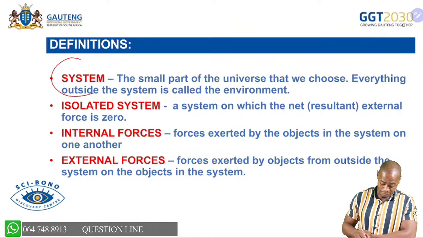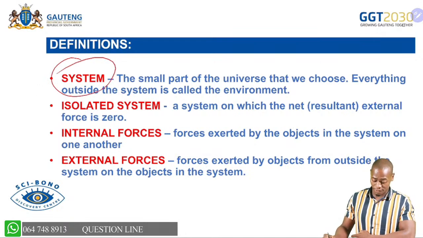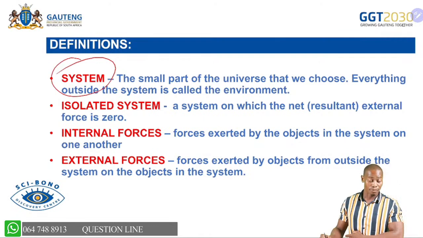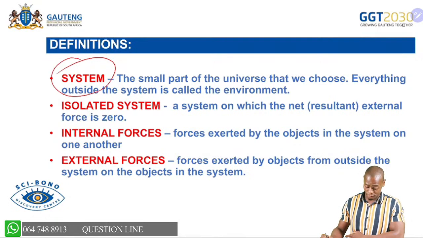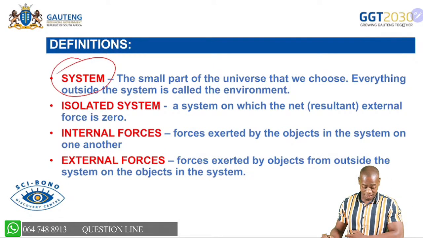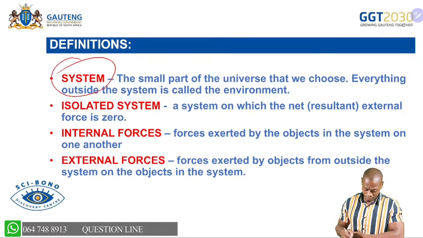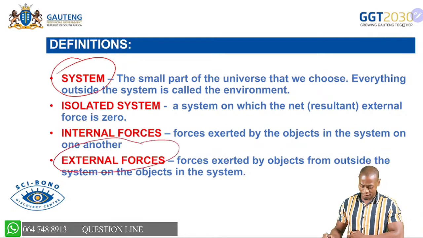A system, right? A system is the small part of the universe that we choose, okay? And you should know that everything outside the system, we call it the environment. Then the isolated system, right? Isolated system, that is a system on which the net or the resultant external force is zero, all right? Internal forces: forces exerted by objects in the system on one another. And then external forces: forces exerted by objects from outside the system on the objects in the system.